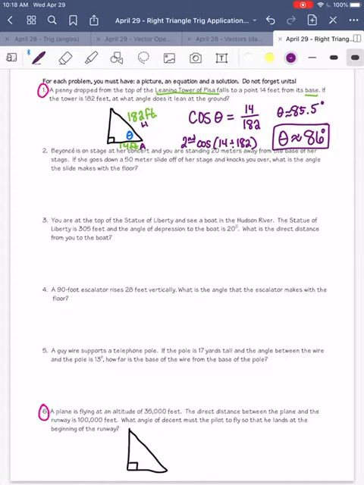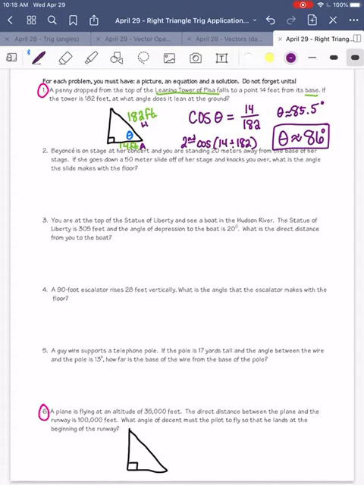So let's look at number 2. It's talking about Beyonce. You're welcome, I made that one up. And it's talking about the angle, if she goes down a slide and knocks you over, what is the angle that the slide makes with the floor? So it's going to be kind of similar to the previous one where the angle is, but make sure, a slide is leaning, so make sure you are clear of that.